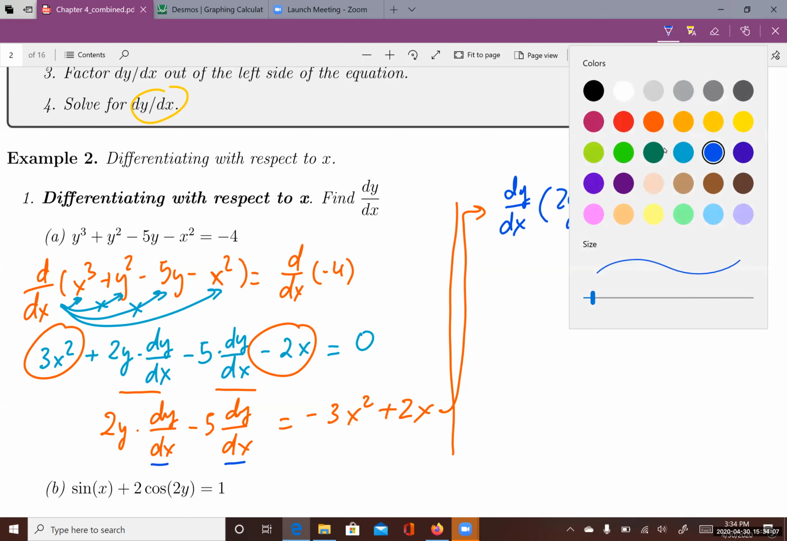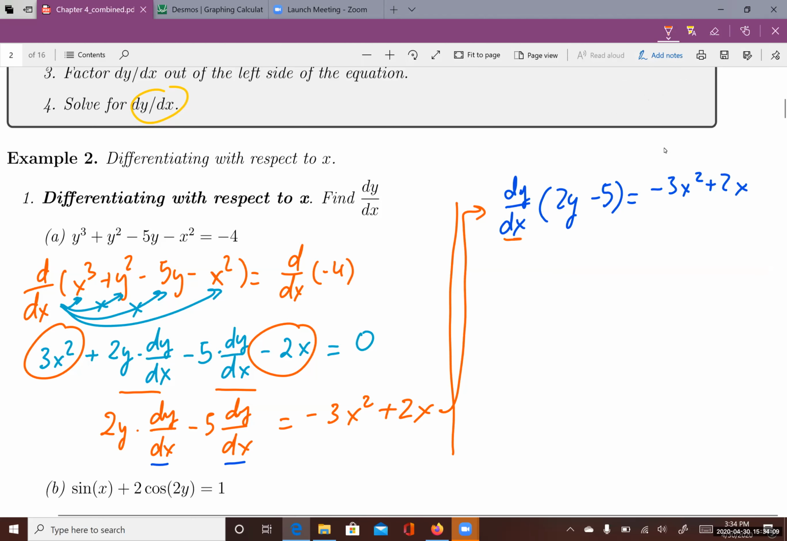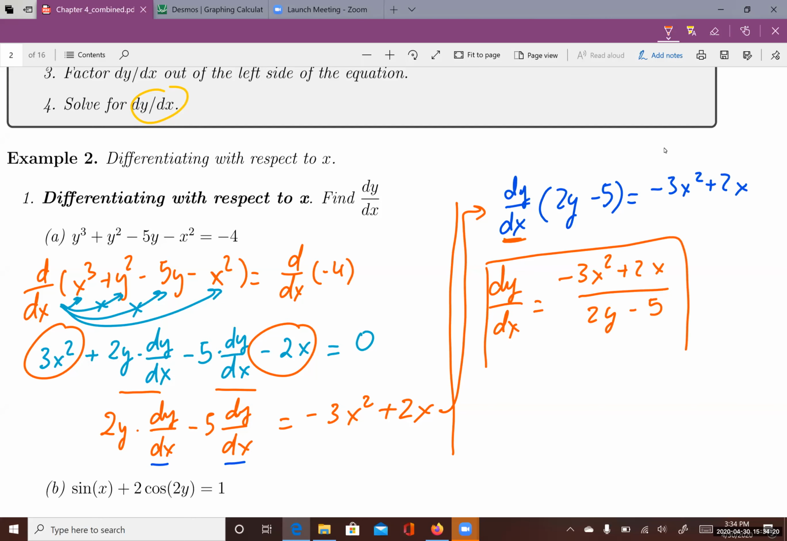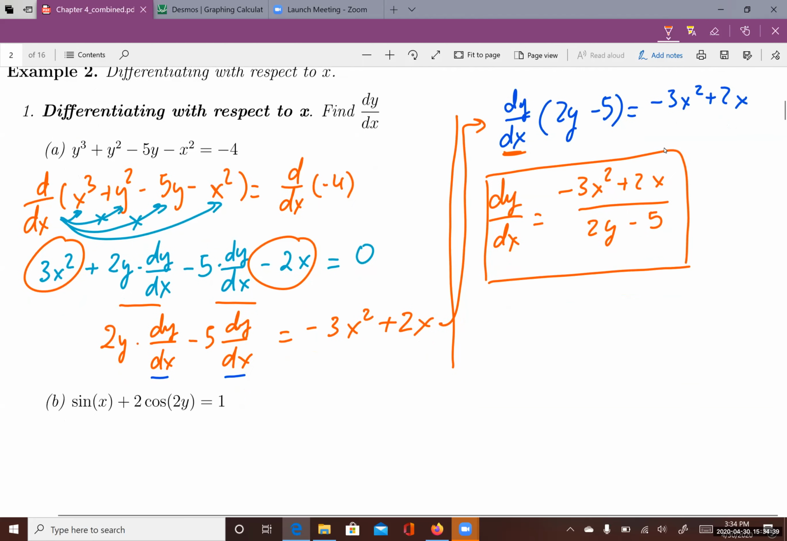And the final step is to just solve for dy over dx. dy dx equals negative 3x squared plus 2x divided by 2y minus 5. So this is my answer. So if I were given this implicit equation, I can find dy dx, which is the instantaneous change of y in terms of x at any point, right, on the curve.